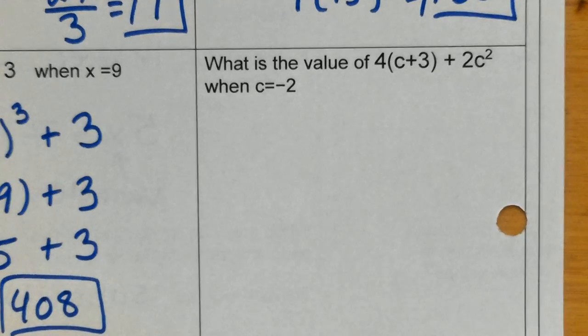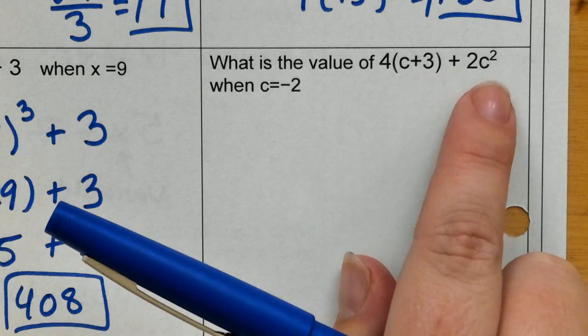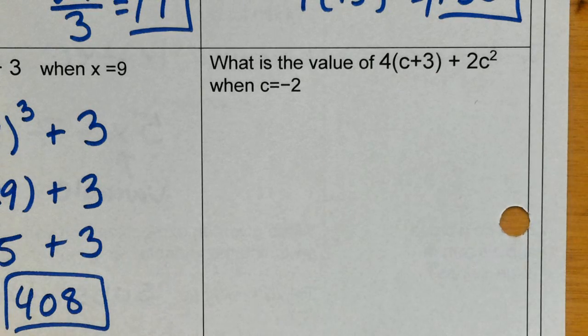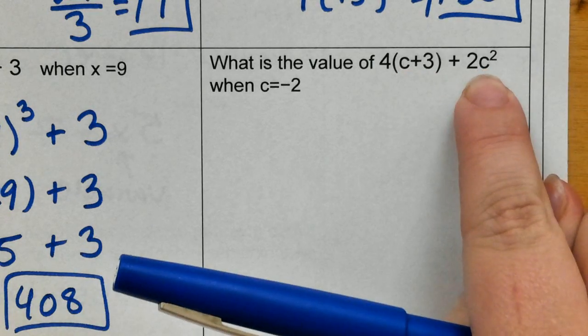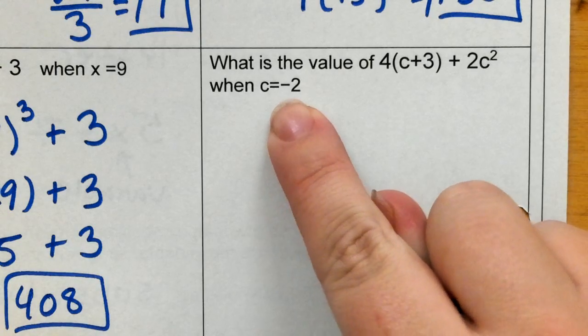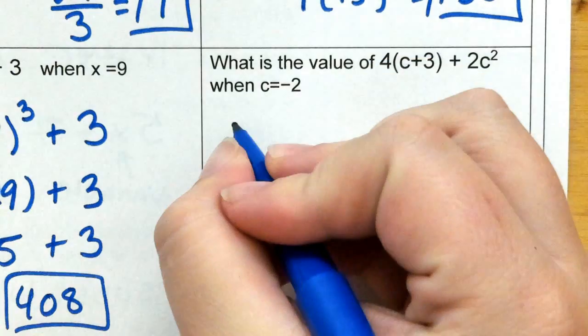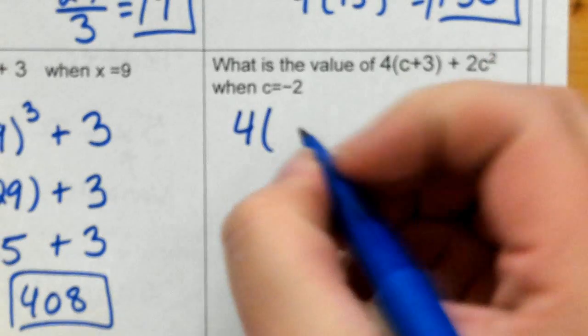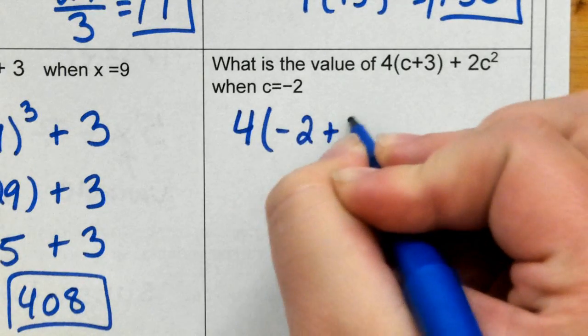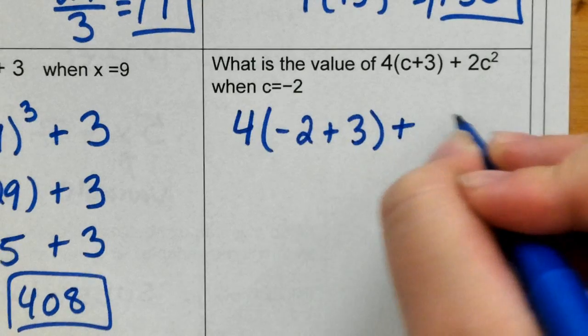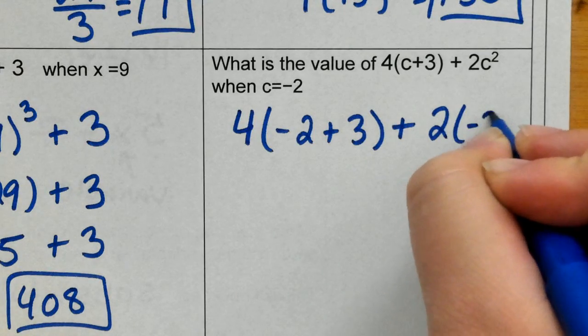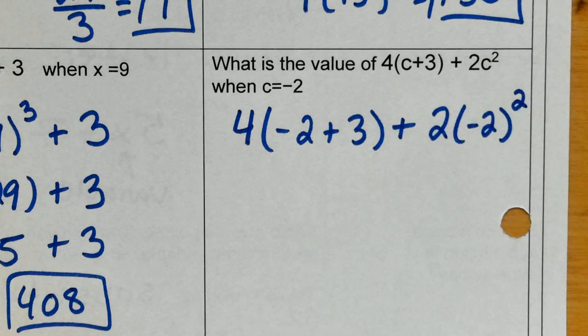Okay. So now we look over here. It's the same idea. The expression looks different, but the math is the same. Everywhere we see the letter C, we're going to plug in negative 2. So this is going to become 4 parentheses, negative 2 plus 3 plus 2 around negative 2 squared.